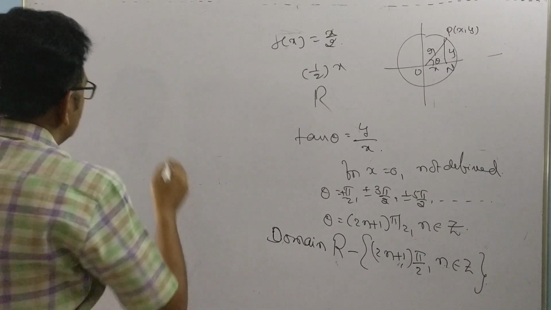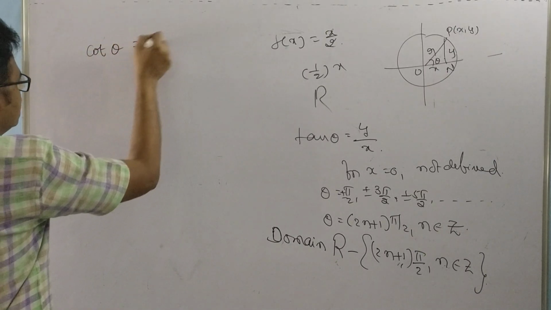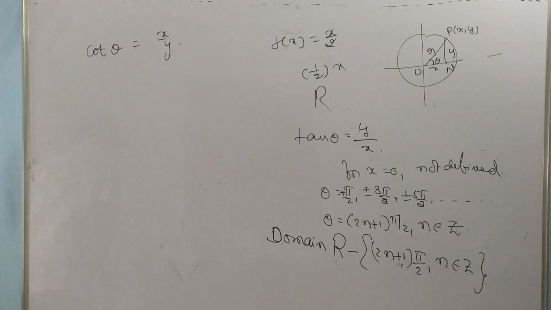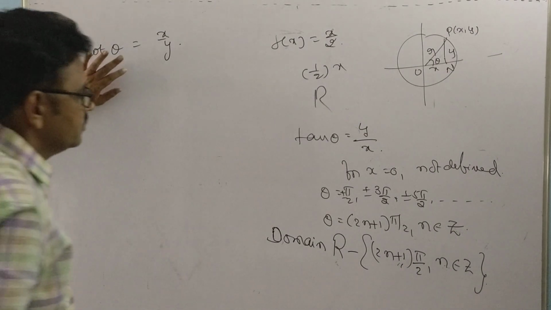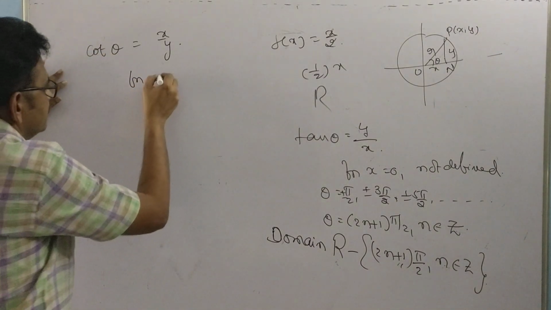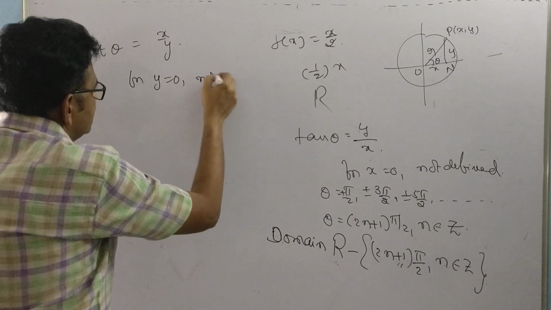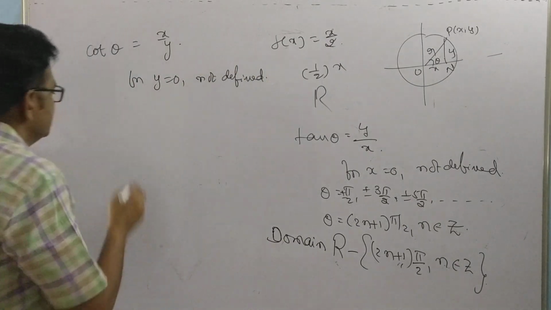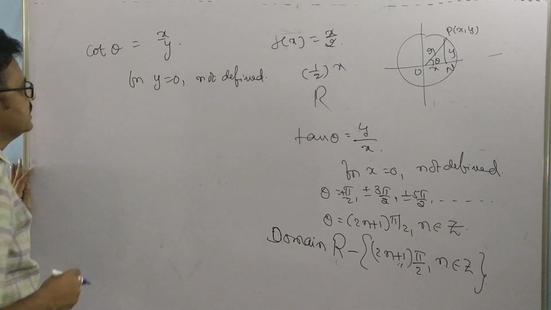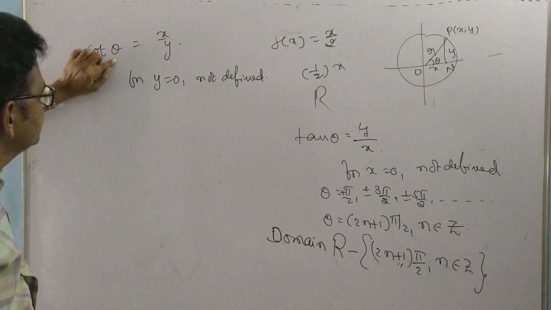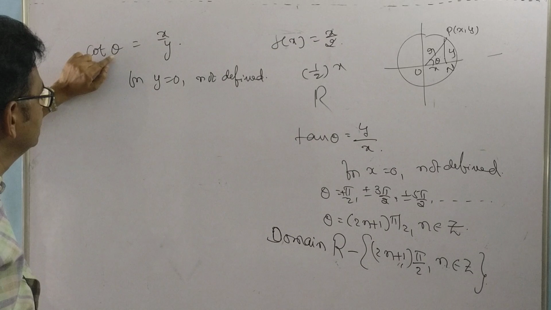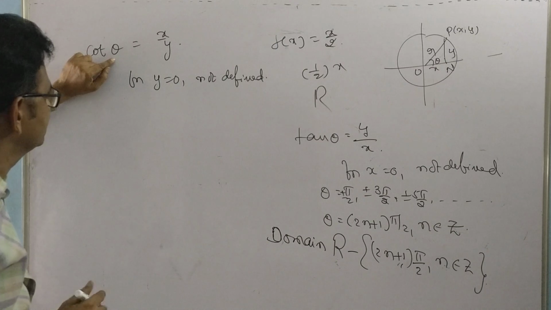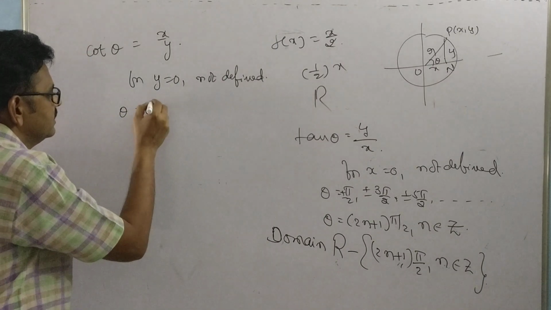Next, cot theta. What is cot theta? It is equal to x by y. So for y equal to 0, it is not defined. Why not defined? If you take cot 0, what does that mean? Tan 0 is 0, cot 0 is something by 0 which is not defined. So for theta equal to 0 degrees.